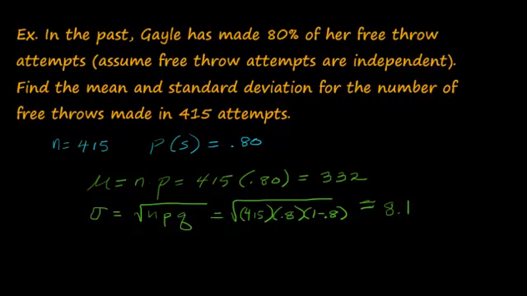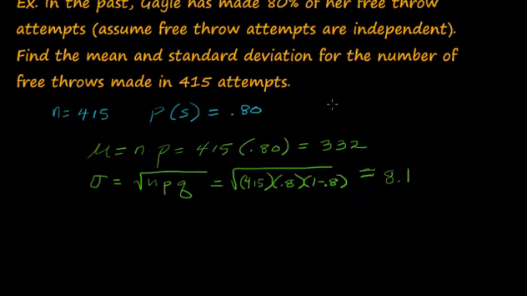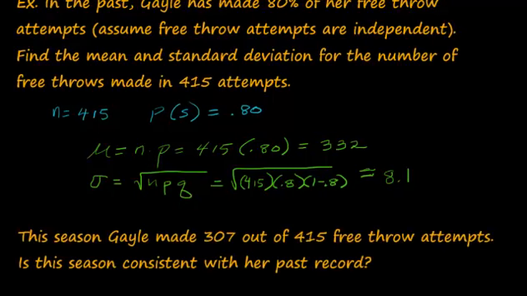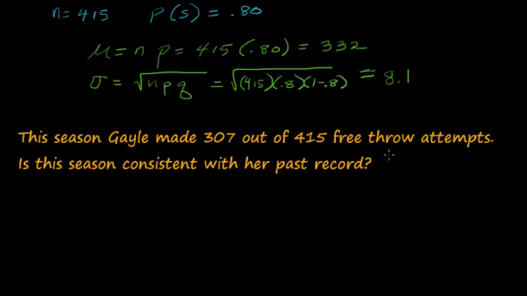Okay, now we have that information. We have the mean and the standard deviation, given that she's been successful 80% of the time, so out of 415 attempts, that would be her mean and standard deviation. Now the next question. This season she made 307 of her 415 free throw attempts. Is this consistent with her past record? In other words, is this within her usual range? Is 307 within her usual range?